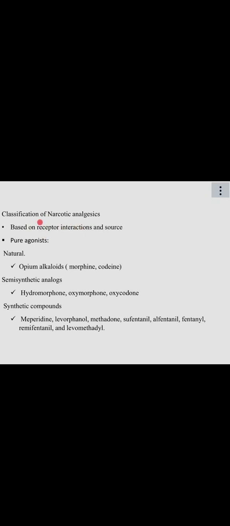With this receptor interaction, what I mean here, when they interact with the receptor, are they pure agonists? Are they pure antagonists? Are they partial agonists? Are they mixed agonist-antagonists? So that's what we're talking about. When we talk about their source, it is whether they are natural or semi-synthetic, because most of them are either natural or semi-synthetic. So natural, we have opium alkaloids, where we have morphine. Of course, some are natural. We do have some in the lab that are totally synthesized. Like when you talk about methadone, those drugs are synthesized in the lab.